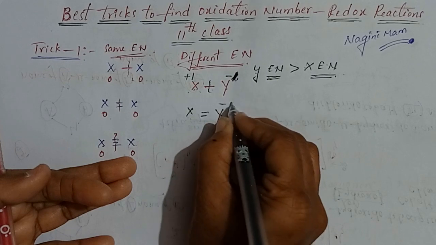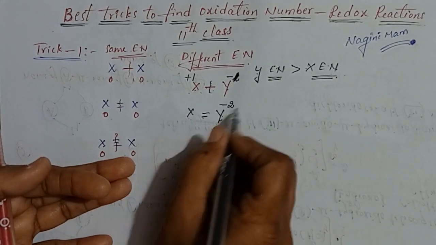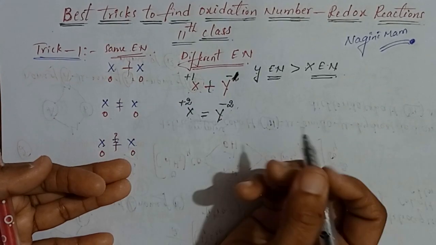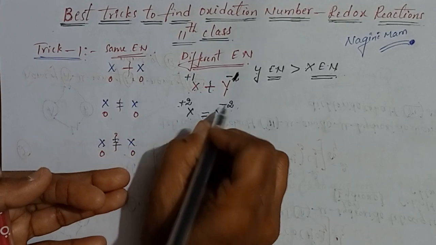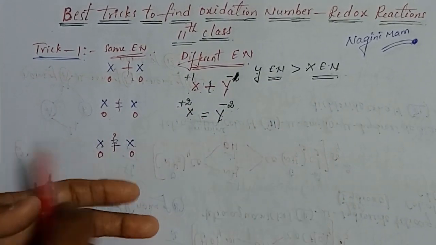That means here it is -2. For the oxidation number, Y is gaining two bonds and X is losing two bonds, so that's why it is +2. Plus indicates lost, minus indicates gain. Clear? Next, now I am taking a triple bond.